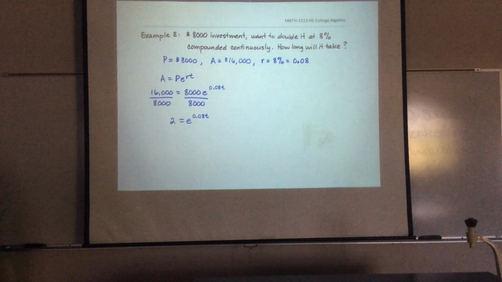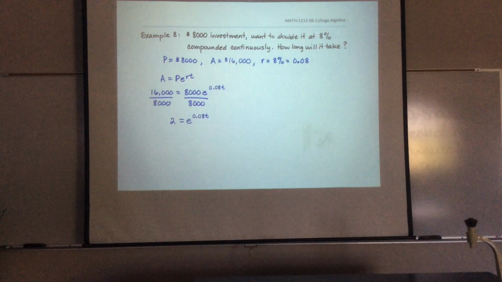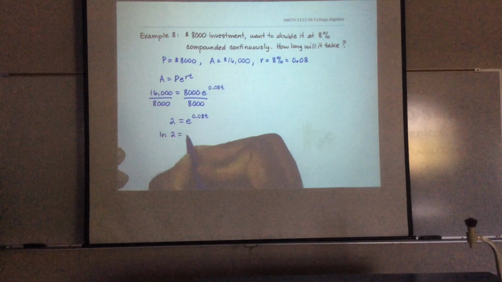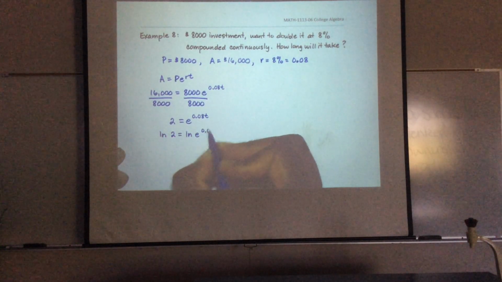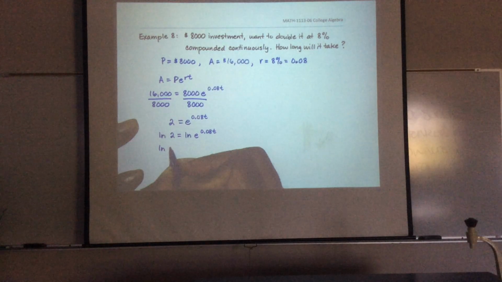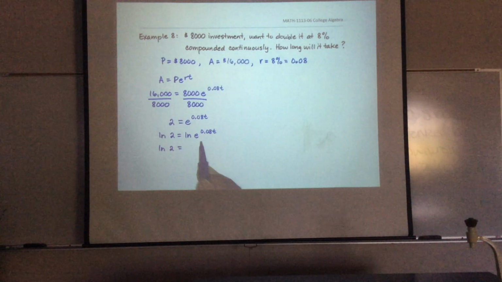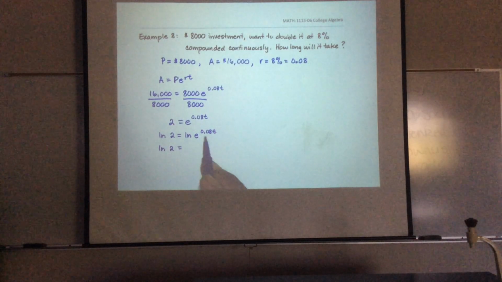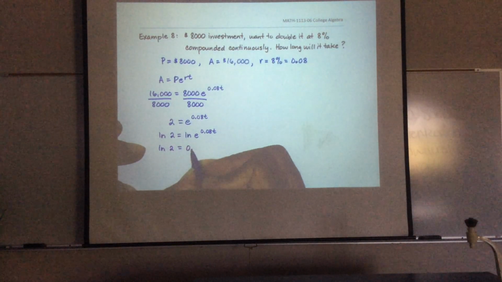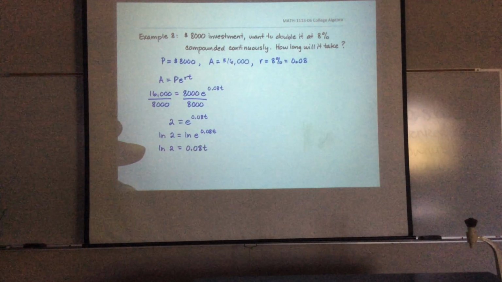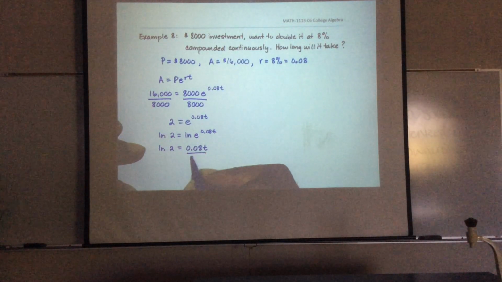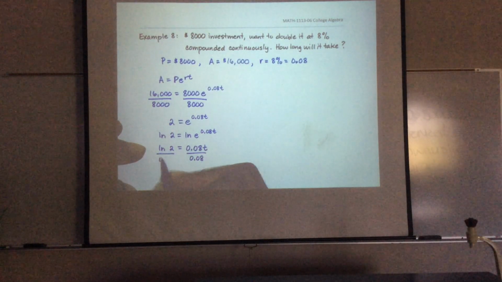I also know that e and the natural logarithm are inverses of each other. So I need to take the natural log on both sides of this equation. So on the left side, I'm going to have ln of 2. But on the right side, if I have ln of e to whatever my exponent is, it would be whatever this exponent is. So ln of e to the 0.08t would be 0.08t. And then to solve for t, I'm multiplying by 0.08. I need to divide both sides by 0.08.